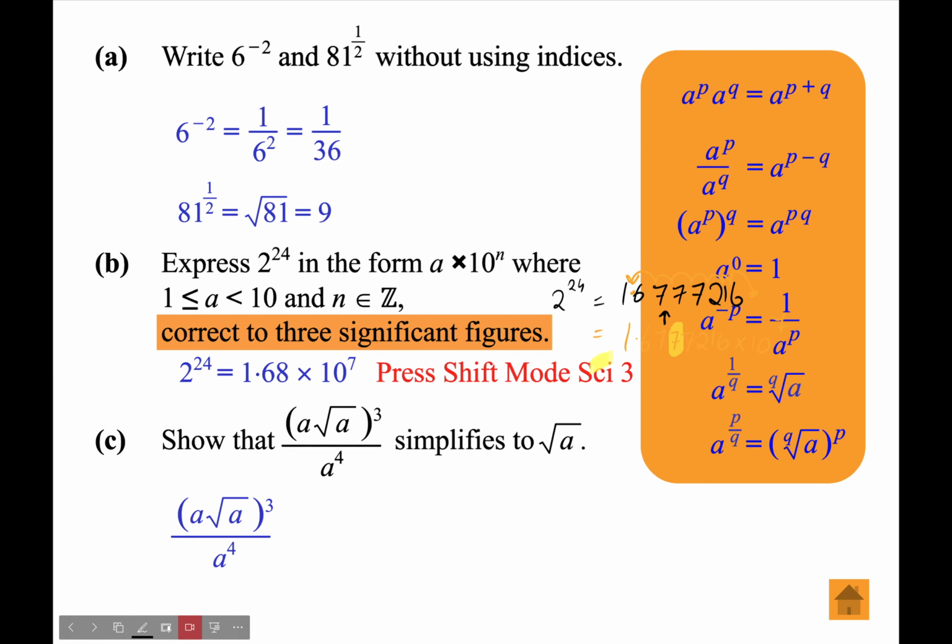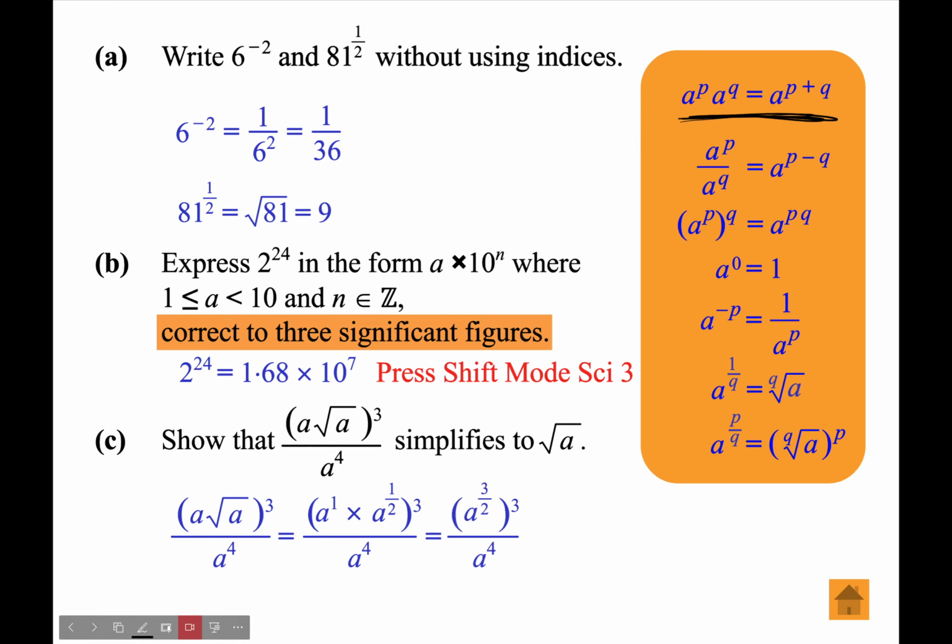Or, if you were doing it that way, you'd simplify it down bit by bit, but I would be inclined to use my rules of indices. And again, I'd start off here. I'm going to use my first rule of indices. When I'm multiplying the same base, I add the powers. I remember, of course, that the square root of a is a to the power of a half. So we have a to the power of 1 times a to the power of a half. Multiplying the same base, I add the powers. I get a to the power of 3 over 2.